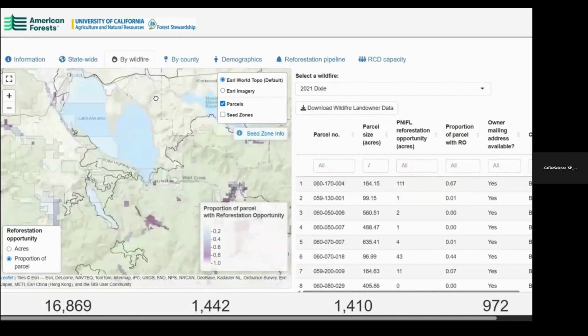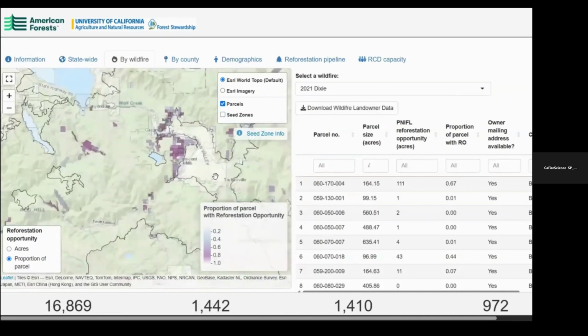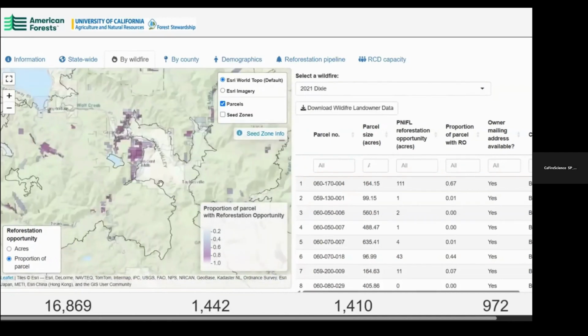So yeah, I think that using this app, had I been planning out the effort and had access to this... we at the RCD had access to parcel data, but it didn't come with this built-in proportion of parcel with reforestation opportunities. So over here, you've got this download wildfire landowner data. I think it would have been super helpful to download that, join it to the parcel data that we already had, and just have access to that proportion and to that reforest opportunity acres. I think that would have been super helpful.